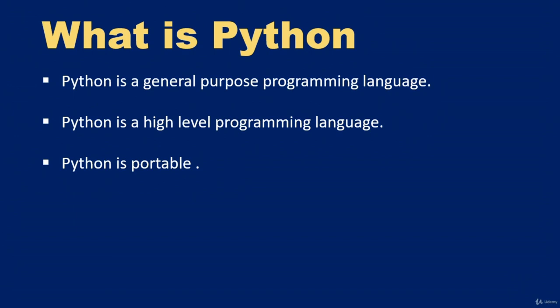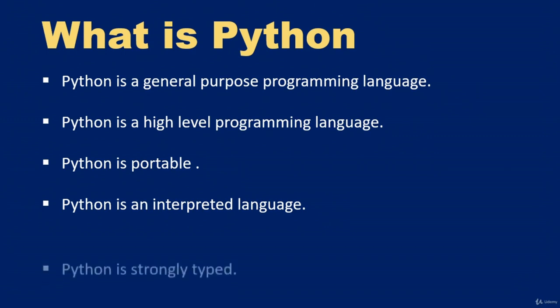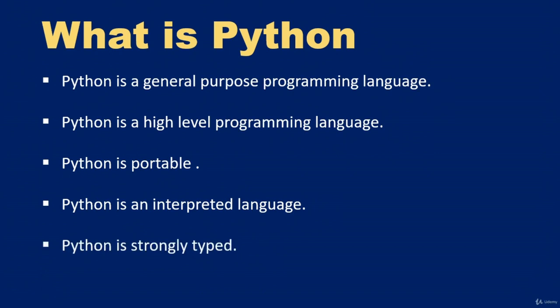Python is an interpreted language. Python is called an interpreted language because it goes through an interpreter which turns code you write into the language understood by your computer's processor. Python is strongly typed. Strongly typed languages don't convert data from one type to another type automatically.